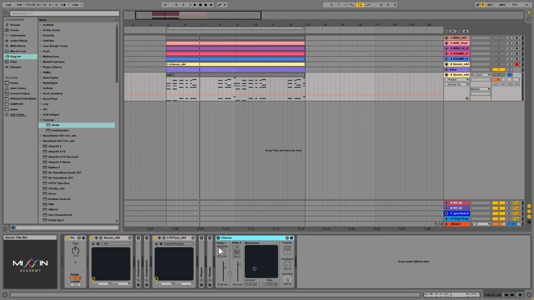Now let's check out the chorus on this synth. Now without, and with the chorus. See that?